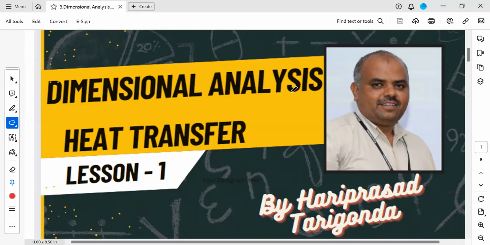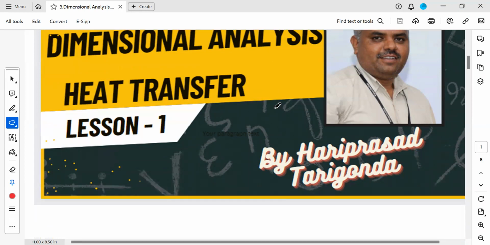Hi, good morning. Today we will see dimensional analysis, which is used in heat transfer phenomena as well as in fluid mechanics phenomena and other physical phenomena. Dimensional analysis is very important for developing the equations, or the relations between the various variables involved in a physical phenomenon. Let us see what dimensional analysis is.